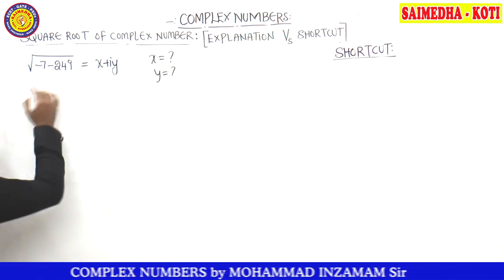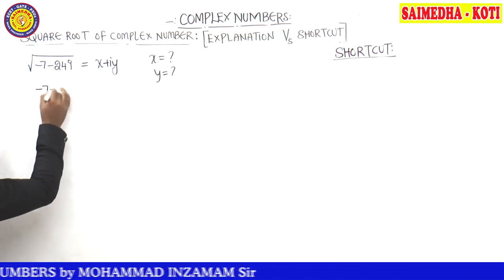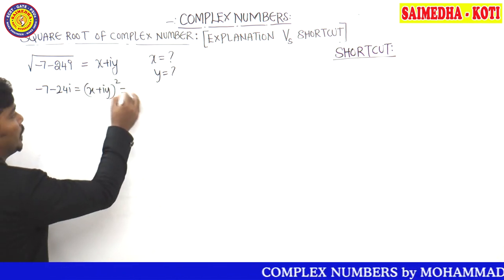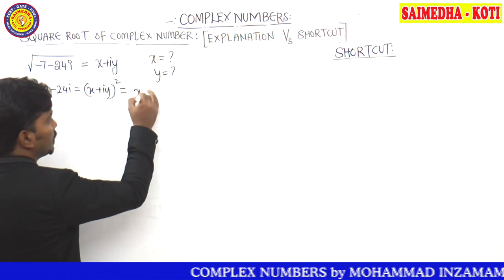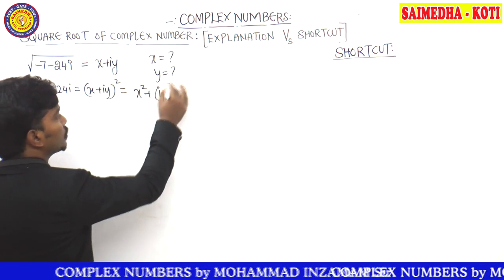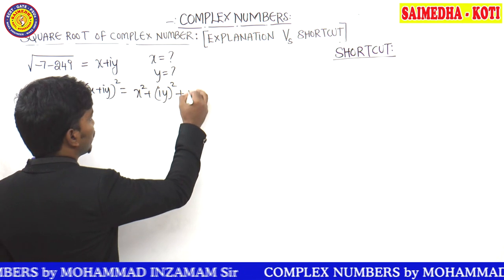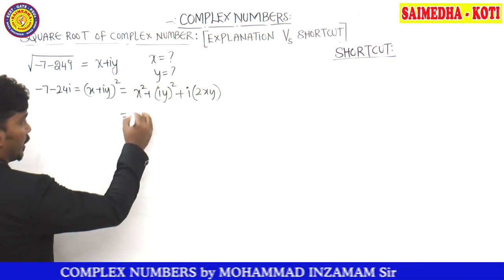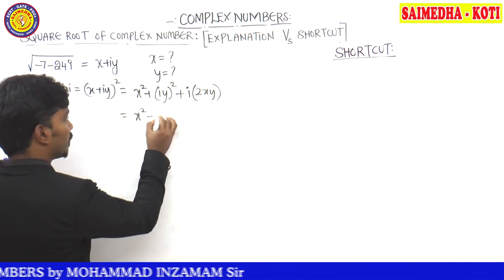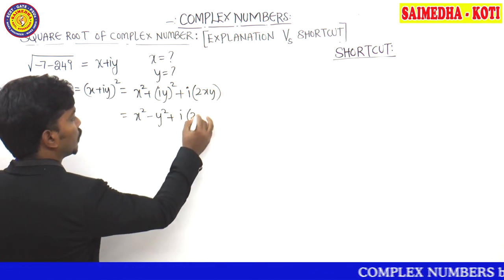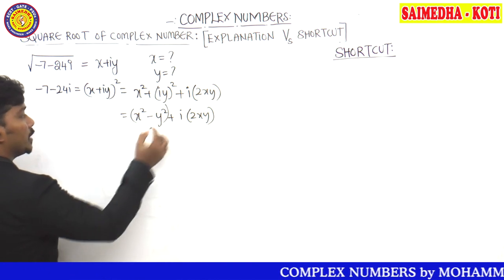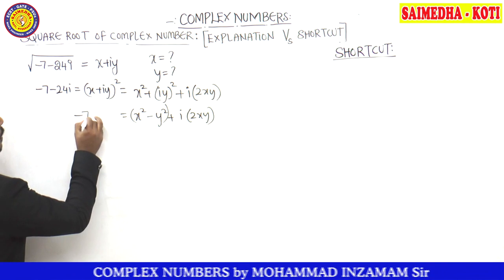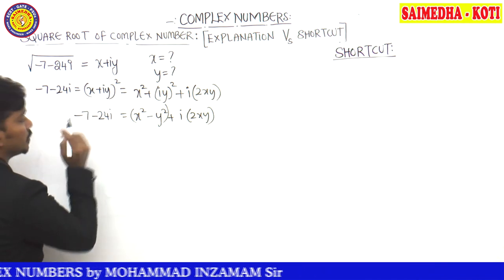Let's solve it, guys. First of all, squaring on both sides, it's going to become minus 7 minus 24i is equal to x plus iy whole square. How can we do the a plus b whole square form, guys? x square plus iy whole square plus 2 times ixy. It can be written as i into 2xy also. Let's solve this one. It's going to get x square, i square value is minus 1, so minus y square, plus i times 2xy. Upon comparison, you can see that this is the real part, this is the imaginary part. The real part is equal to minus 7 and the imaginary part is equal to minus 24.